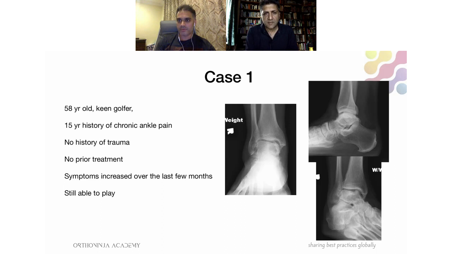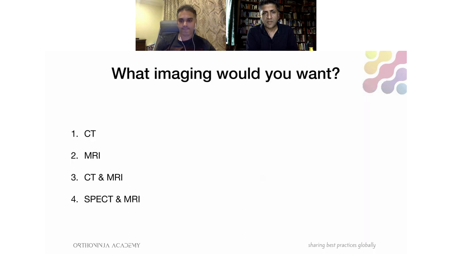50% of our audience seems to go with that. This case is just a flavor of things to come. We'll deep dive into this case later on during the talk to see how we deal with this. Most of the audience and Raheel have gone for CT and MRI.